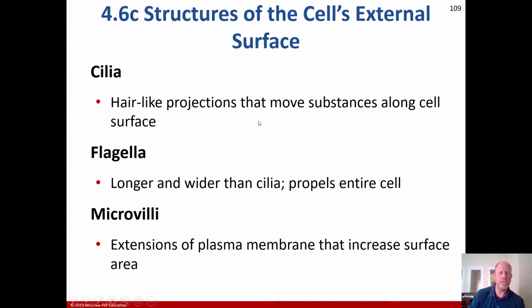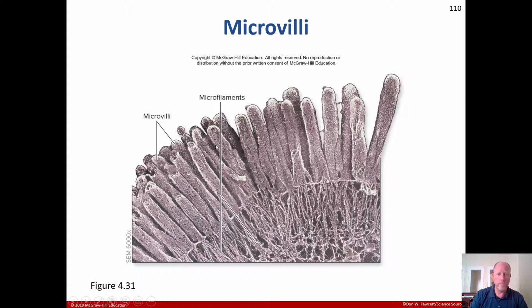The cilia are hair-like projections that move substances along the cell surface. The flagellum is longer and wider than the cilia and propels the entire cell, and the microvilli are extensions of the plasma membrane that increase the surface area. So here are the microvilli, attached to those microfilaments.